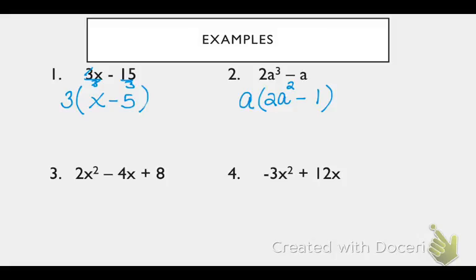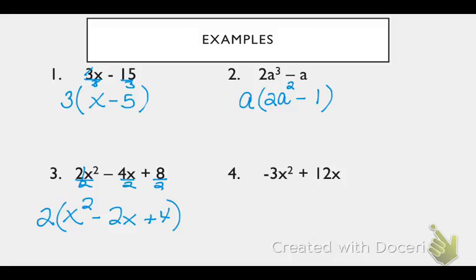Now, in number 3, my greatest common factor is 2. So I open up a set of parentheses and I divide each term in the trinomial by 2, which results in x squared minus 2x plus 4.